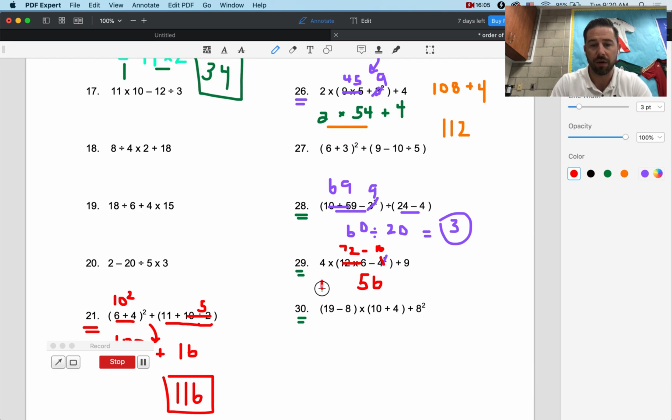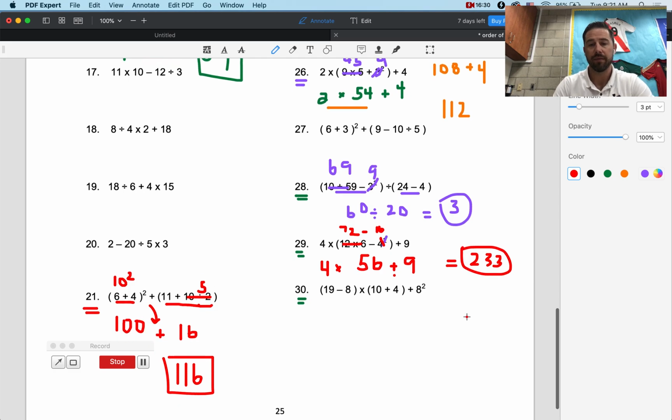Drop everything else down. 4 times 56 plus 9. So obviously we're going to do the multiplication before we do the addition. 4 times 56, 224, right? 224 plus 9, 233. I love it. I love it.